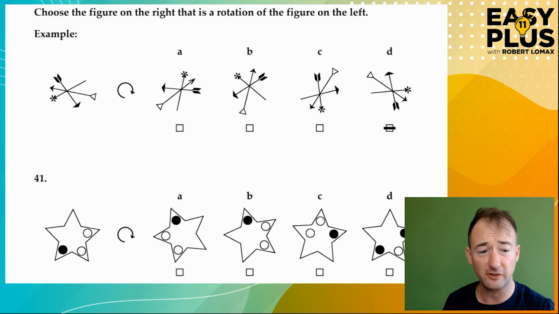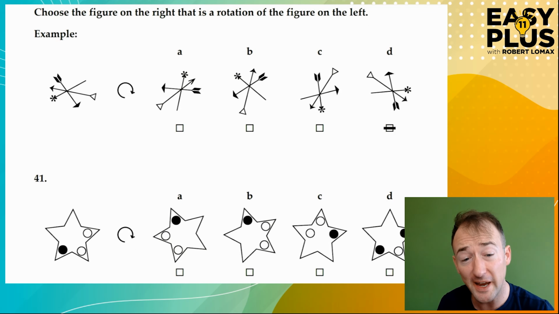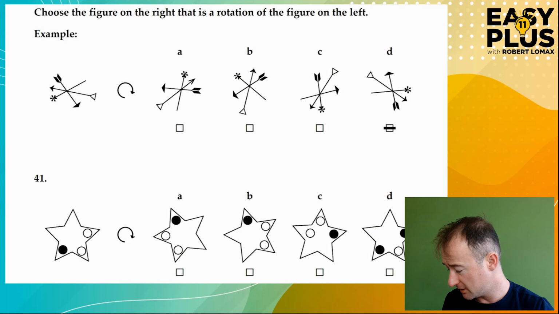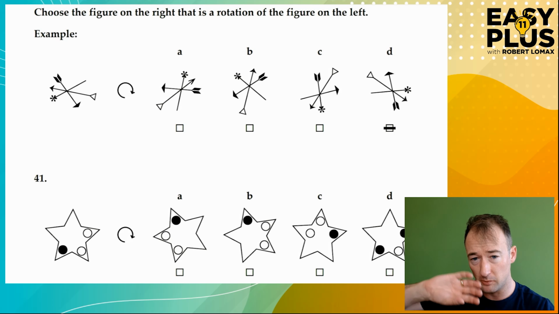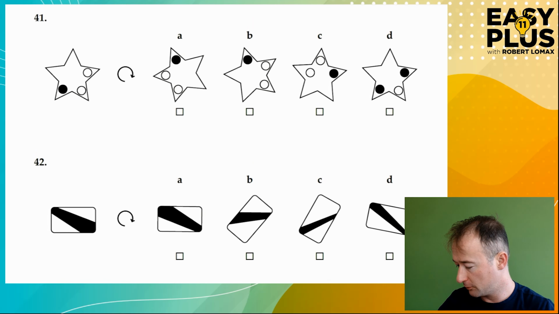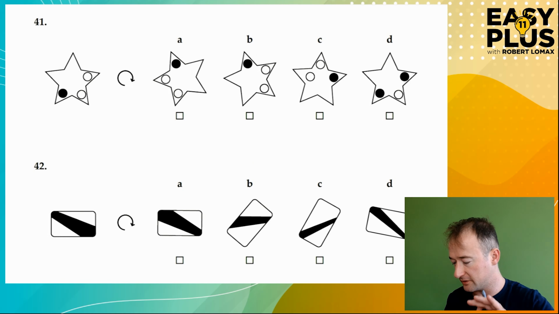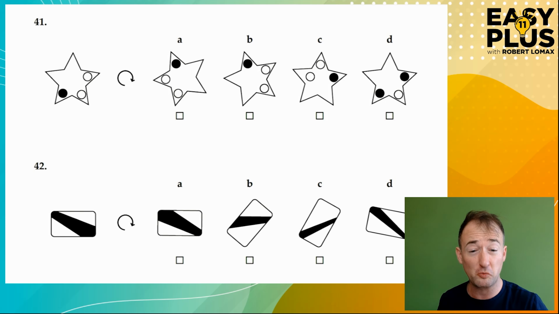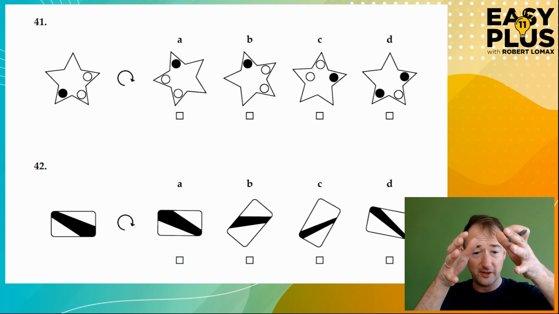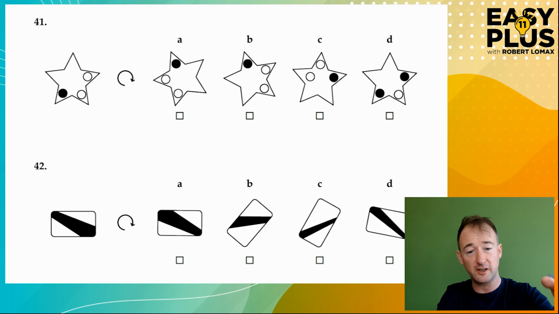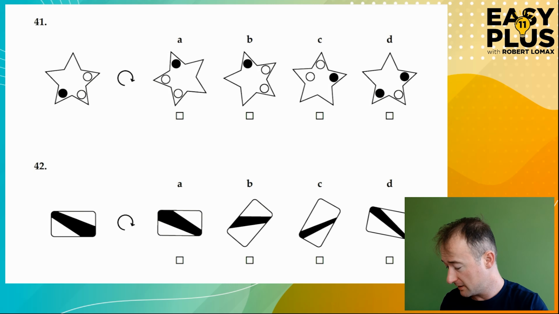And now we got rotation. Choose the figure on the right that's a rotation of the figure on the left. Okay, so we've got an example here, but you know how rotation works. 41. Okay, so we're turning this around. It doesn't matter which way you're turning it around, because turning it a little bit that way is the same as turning it a lot that way. You get to the same place.